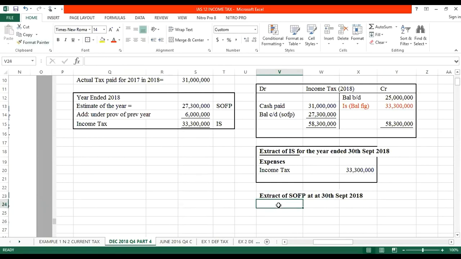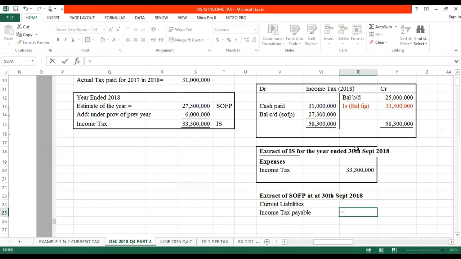What will it be? It will be current what? Liabilities. Current liabilities, and there will be what we call income tax payable. So what is the income tax payable? You take the amount that goes to the balance sheet. That is what we mean by that.